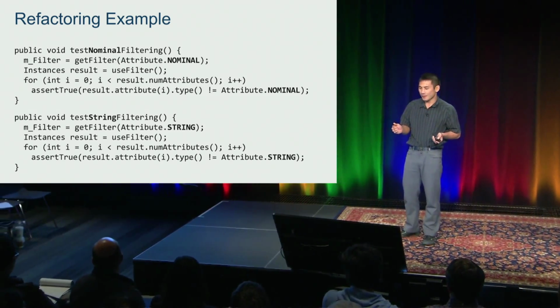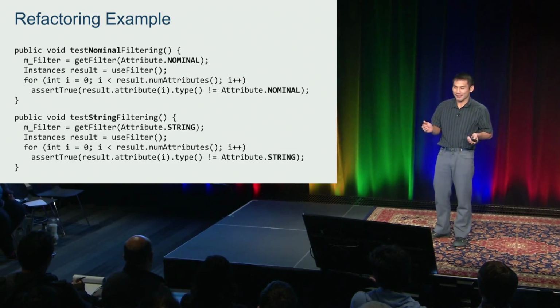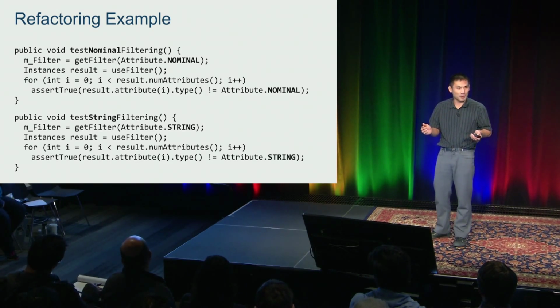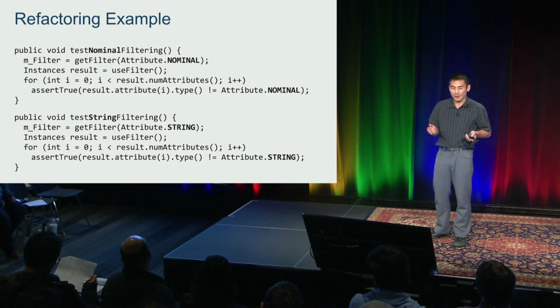And so there are 2 tests. They look really similar. One of the tests says test nominal filtering. And what it does is it calls this method getFilter, attribute nominal. This other method is called test string filtering, and it's going to call getFilter with attribute.string. And the assertion then is that the result is not nominal, or the result is not string.